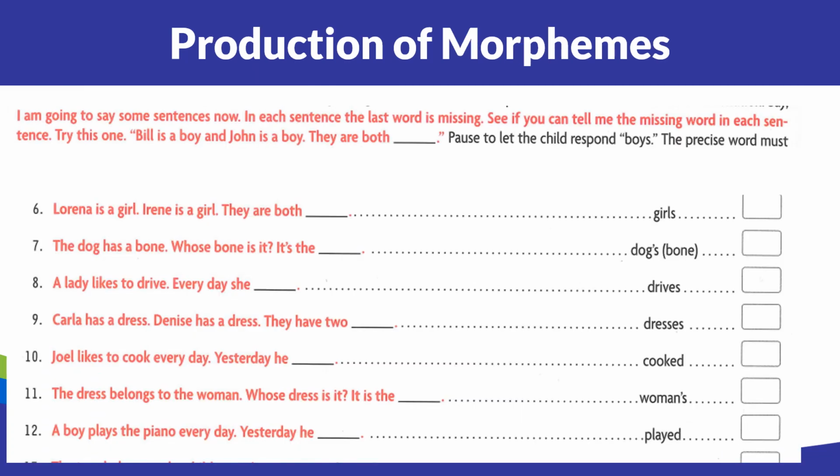Another common task looking at discrete speech and language skills is asking students to produce inflectional morphemes. The example here shows a cloze procedure from the Test of Language Development where students are prompted to add the missing word. We can quickly see if they include or omit the target inflectional morpheme. For example, with number 10, we're looking for the past tense -ed marker. Joel likes to cook every day. Yesterday, he... and we're looking for the child to produce "cooked" with the inclusion of that inflectional morpheme.